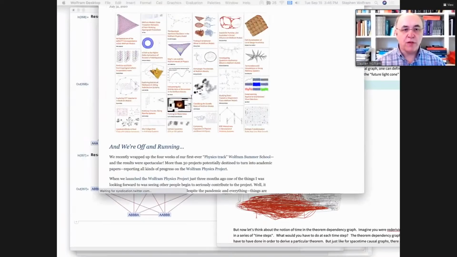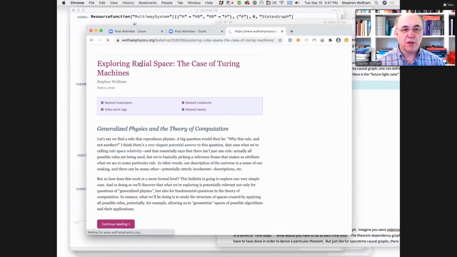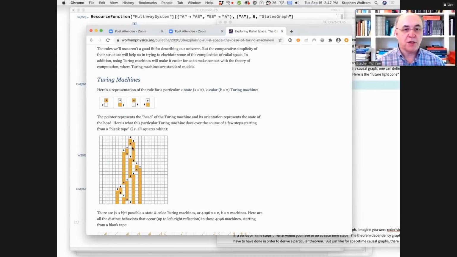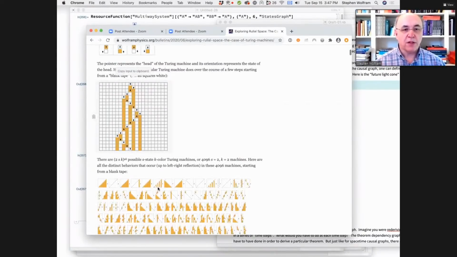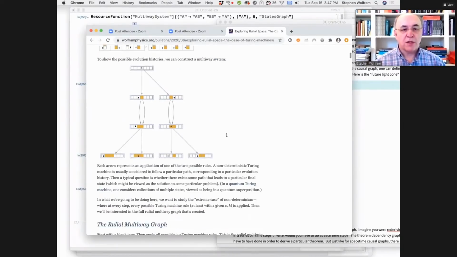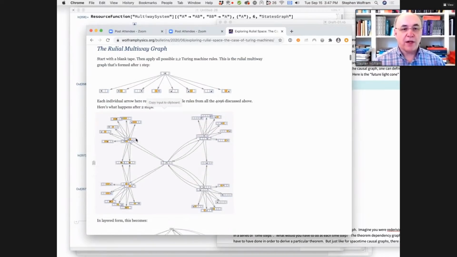So an example of a Rulial graph is, where is it? Here we go. I looked at Rulial space in the case of Turing machines. An ordinary deterministic Turing machine just chugs along and does its evolution, right? But a non-deterministic Turing machine makes a multiway graph. That makes sense? Okay, so now we can ask for the extreme multiway graph, the extreme non-deterministic Turing machine, the Turing machine that basically follows every possible Turing machine rule of a certain size. Make sense? Then we get a graph that shows where clearly many different Turing machine rules will wind up giving us the same states.